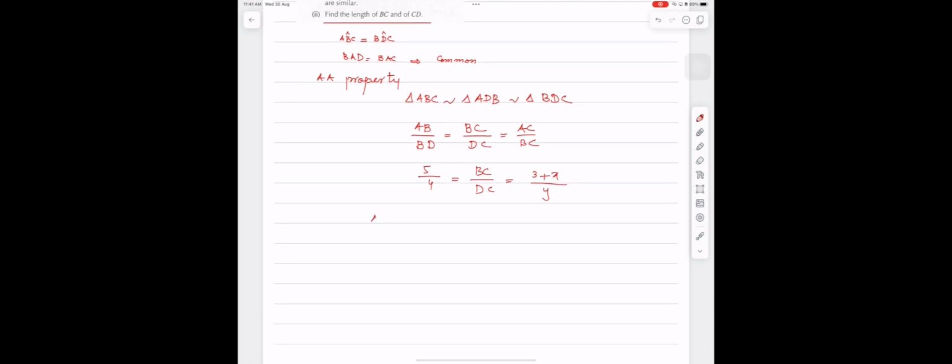If you let BC equal to y, now we can compare the other two triangles. Now we can compare the first and second triangle. If you apply law of similarity, that means they have the same ratio. So AB over AD is equal to BC over DB, that's equal to AC over AB.